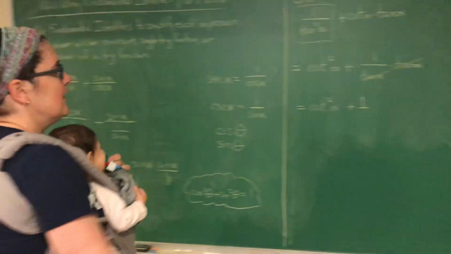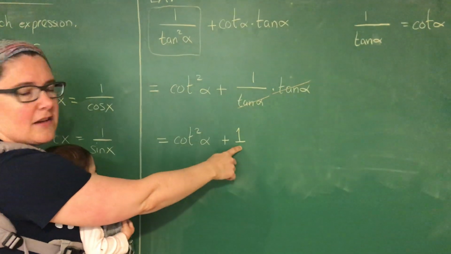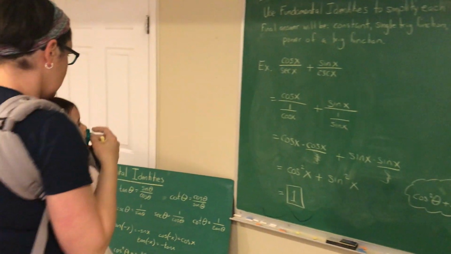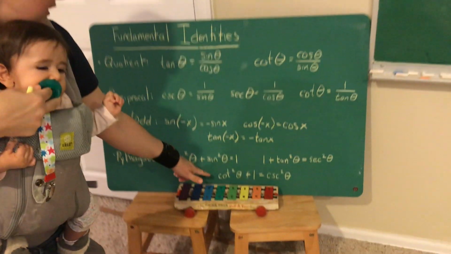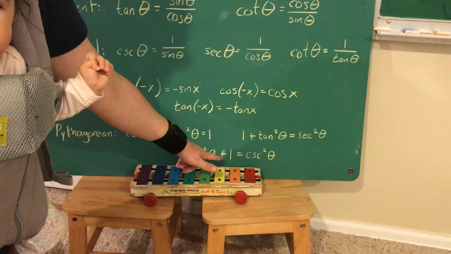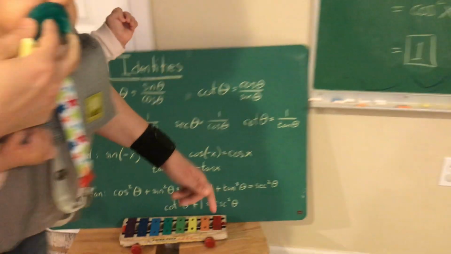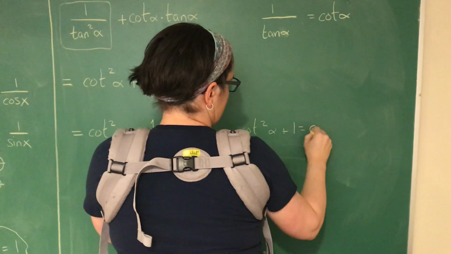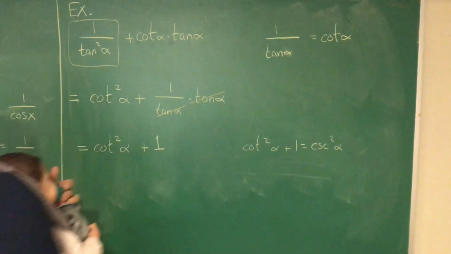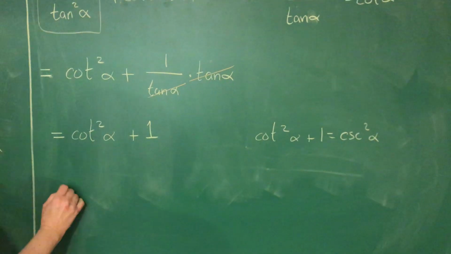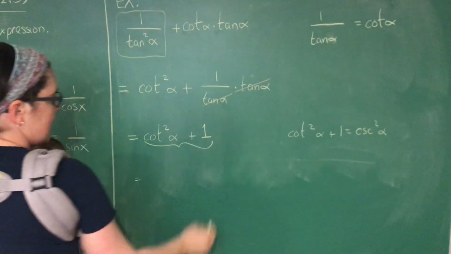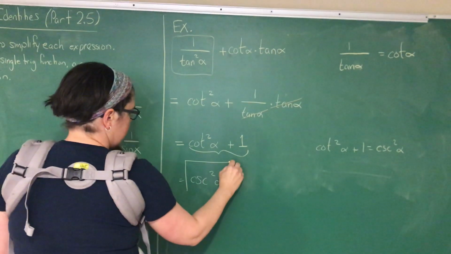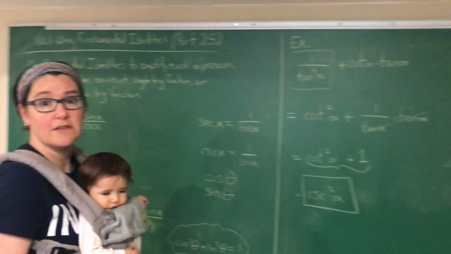And what I have now is a trig function squared combined with a 1. This looks to me like a Pythagorean identity because it's a squared trig function involving cotangent. Cotangent squared theta plus 1 is the same as cosecant squared theta. So cotangent squared alpha plus 1 is the same as cosecant squared alpha. So I can replace cotangent squared alpha plus 1 with cosecant squared alpha. Now I have a power of a trig function.